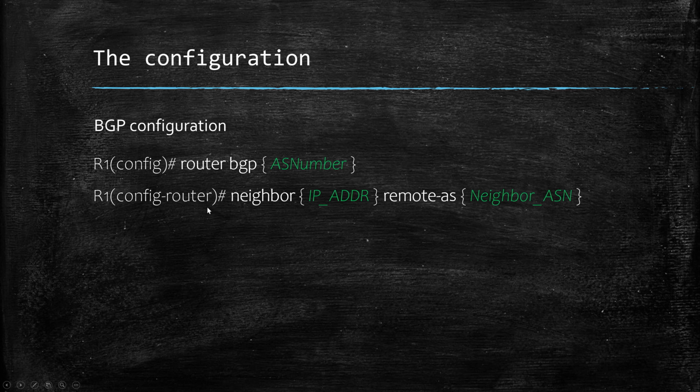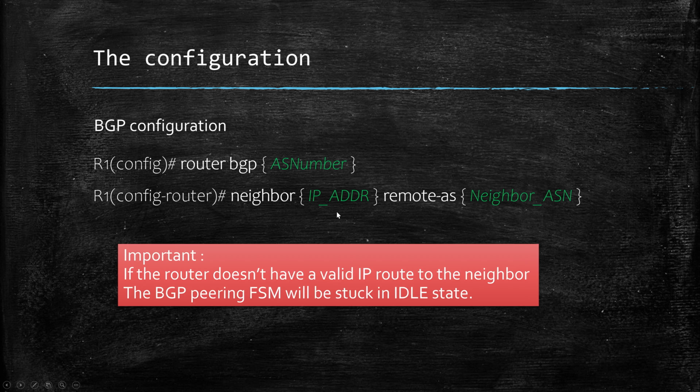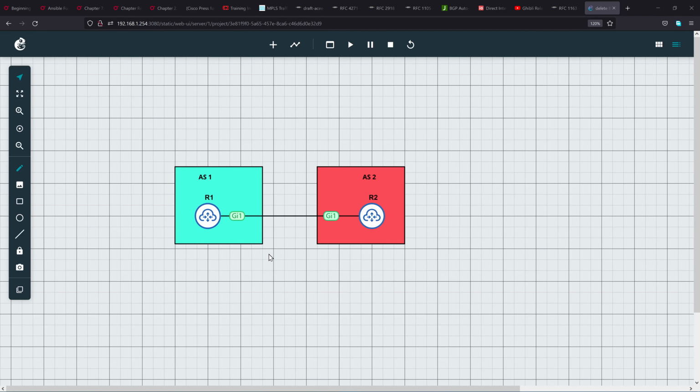Once we are in the BGP configuration submode, we can specify a neighbor by its IP address and its autonomous system number. The IP address has to be reachable. The router needs to have a valid route to that destination in its routing table. If it doesn't, it will remain stuck in the idle state and never move to the connect state. Let's have a demonstration. In this one, we want to peer between router 2 and router 1 on their G1 interface.